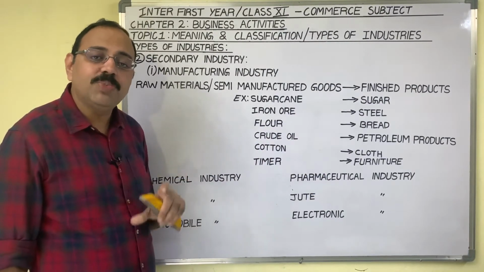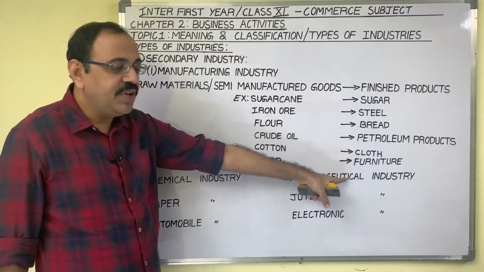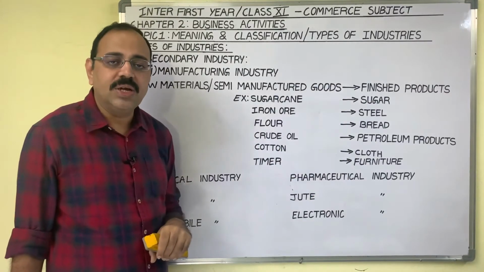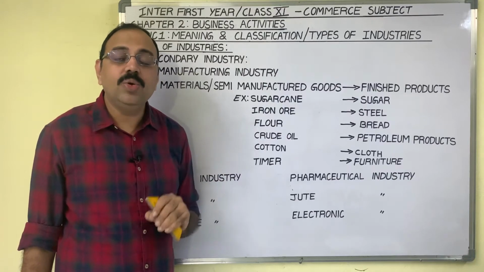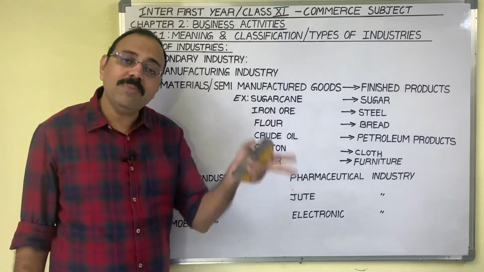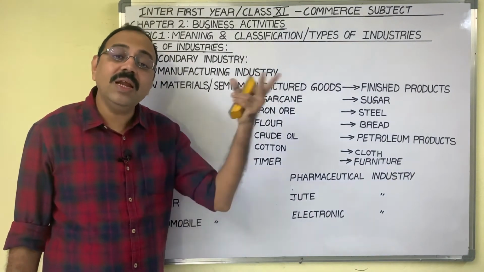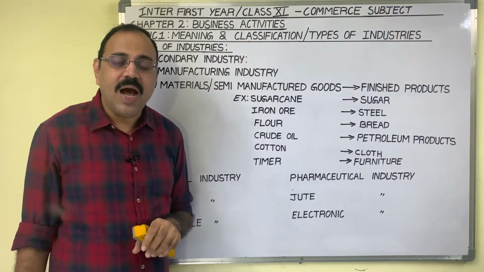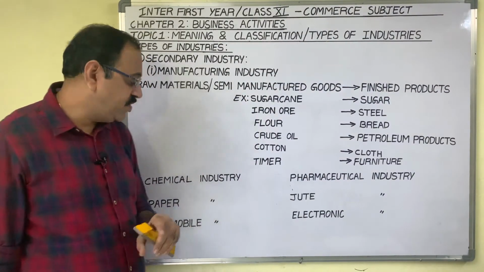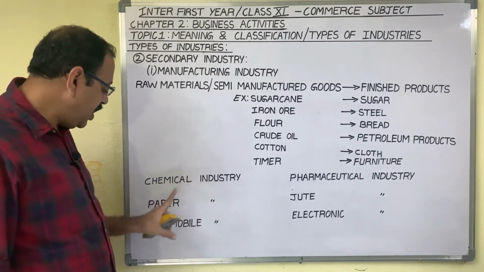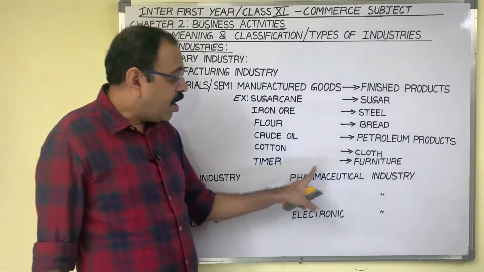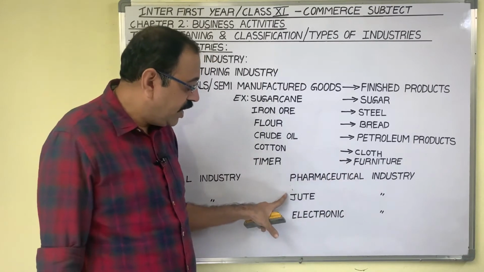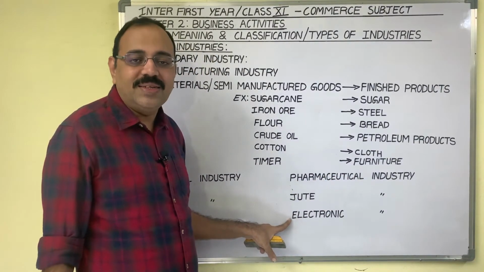Manufacturing industry makes profits by selling these finished products to the customers, or to the wholesalers, to retailers, to distributors, to other manufacturers for further complex production. Other examples of manufacturing industries are chemical industry, paper industry, automobile industry, pharmaceutical industry, jute industry and electric industry.